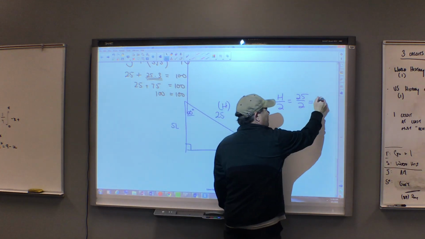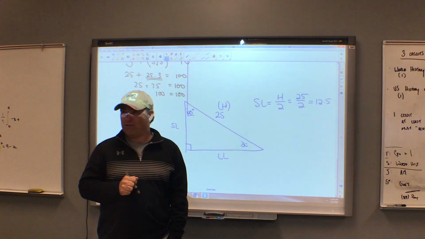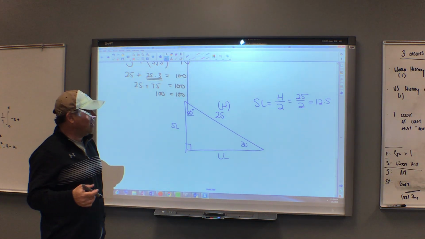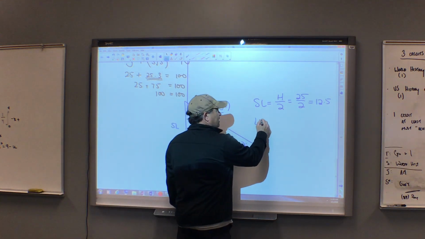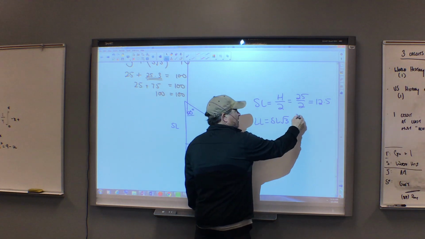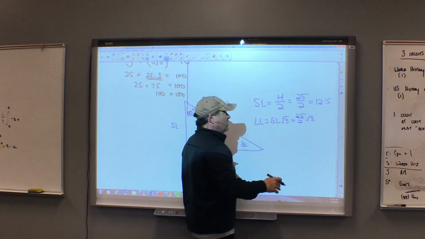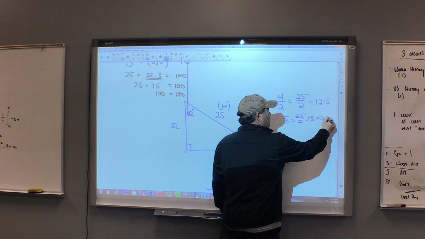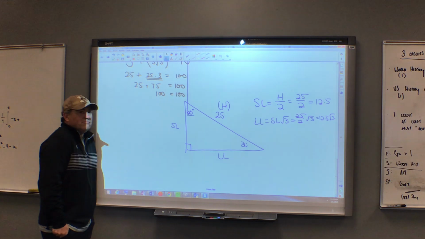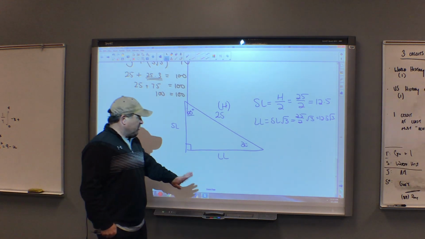If you're uncomfortable with that, that's 12.5. But the short leg is the key. Once I knew the short leg, then I can get the long leg, because the long leg is the short leg root 3, which could either be 25 over 2 root 3, which I could be done with, or if you like, 12.5 root 3. Either way. All right, so that was the 30, 60, 90.